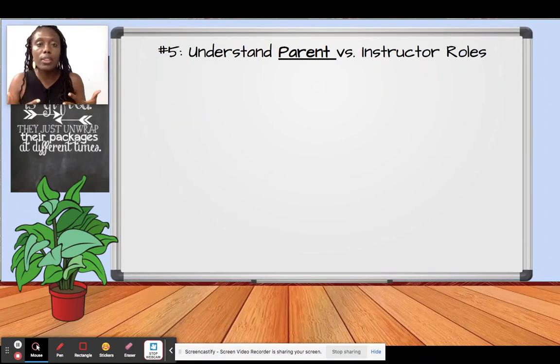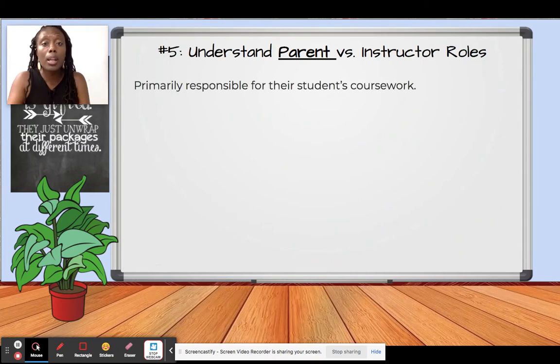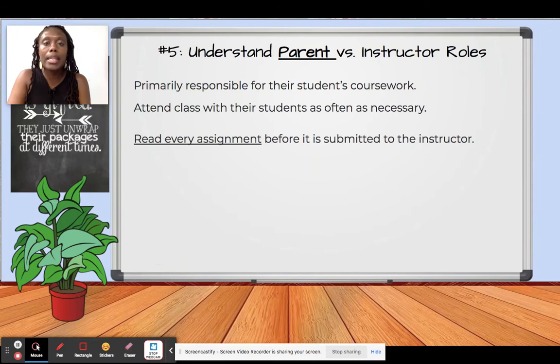And then what are the things that the parent will be responsible for? So as a parent, you're primarily responsible for your student's coursework. And I do ask that at the beginning, so at least for the first class, that the parent attends class with their students as often as necessary. So the younger your student is, you may want to be in earshot more than maybe my middle school or my high school students.